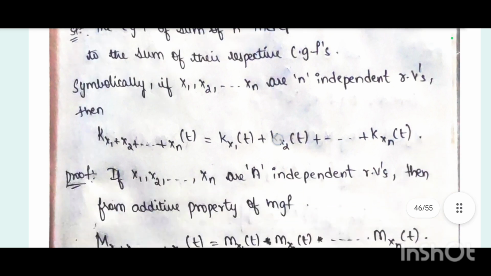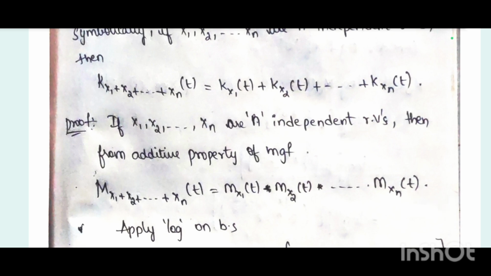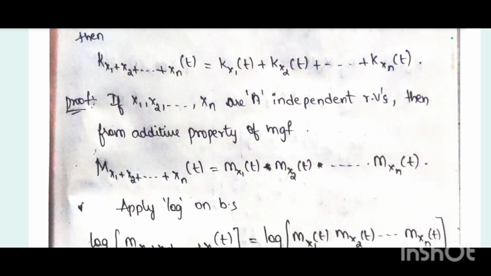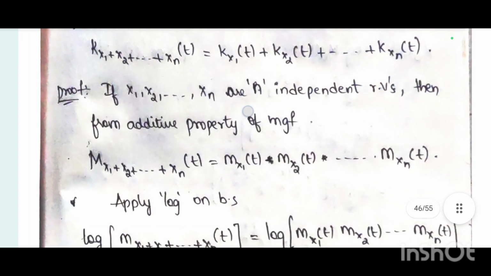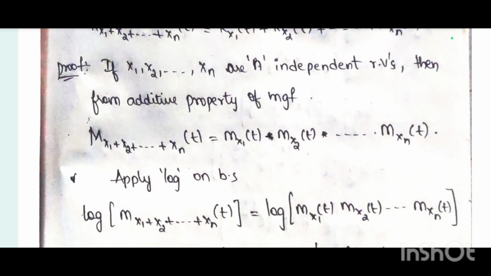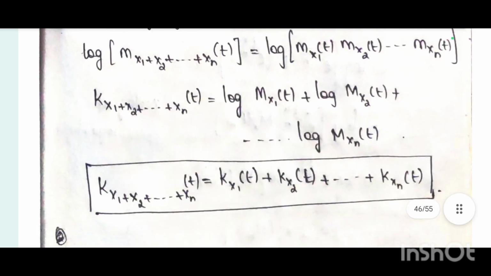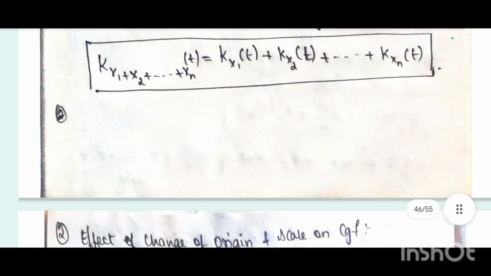This can be proved as follows. If X1, X2, X3 and so on Xn are n independent random variables, then from the additive property of MGF, the M of X1 plus X2 plus X3 and so on Xn of t is equal to Mx1 of t into Mx2 of t and so on into Mxn of t. So apply logarithm on both sides, and you will get the addition of these values. This can be proved very easily.